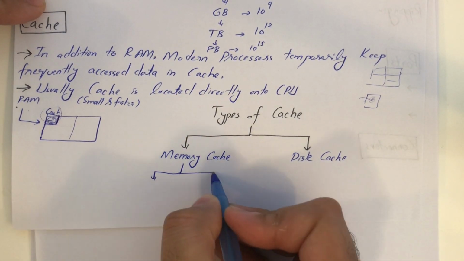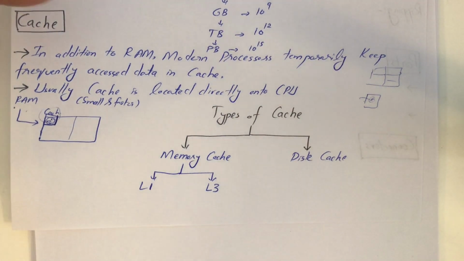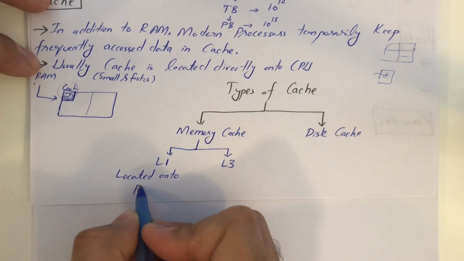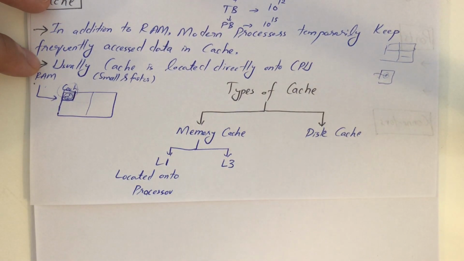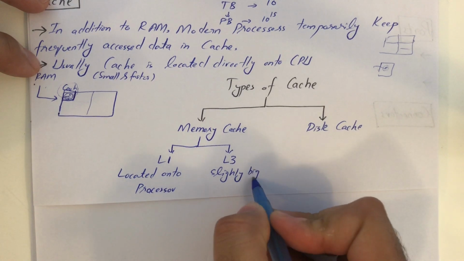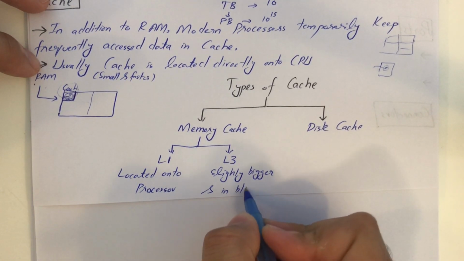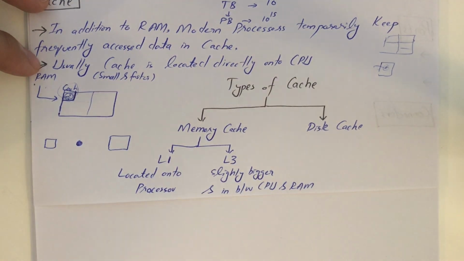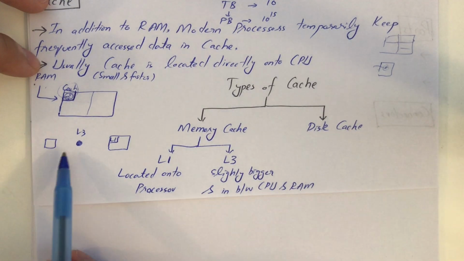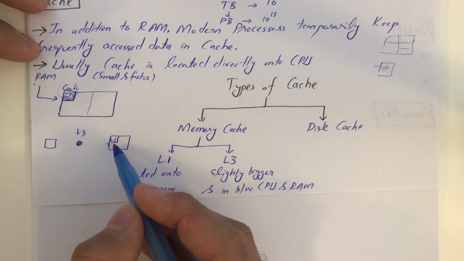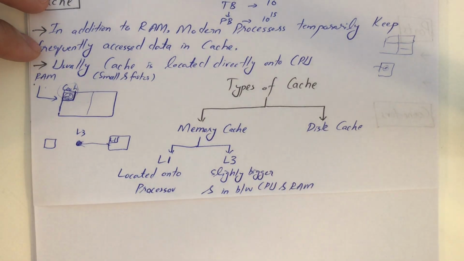Memory cache can be further classified into 2 types, L1 and L3. L1 is what we were talking about, directly located onto the processor, very small. L3 is slightly bigger than L1, like 32 KB or something, and located in between CPU and RAM. So this is your CPU, this is the RAM, this is your L3, and L1 is directly located onto the CPU. L3 holds slightly more instructions as compared to L1. So what happens if the CPU wants to fetch an instruction? Firstly, it will try to find the instruction in L1. If it doesn't find it, it will look in L3. And if it couldn't find it in L3, then it will contact RAM, otherwise not.